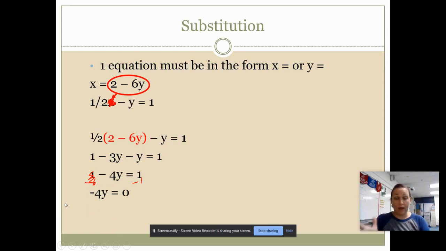Okay, and then next we're going to divide by this negative 4 that's being multiplied by the y. And 0 divided by anything is just still 0. So even after I divide by negative 4, it's still going to be the number 0.